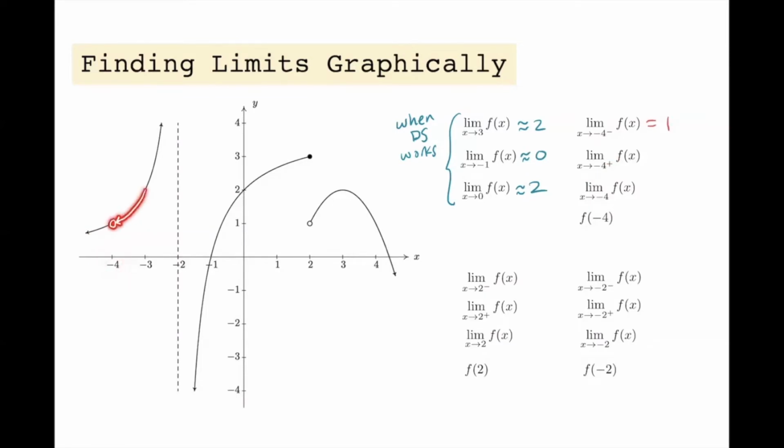And we do have this hole here, but cover that up and try and figure out what it looks like the function's heading towards as you approach -4 from the right. And again, that looks like you should have a y value of 1 there.